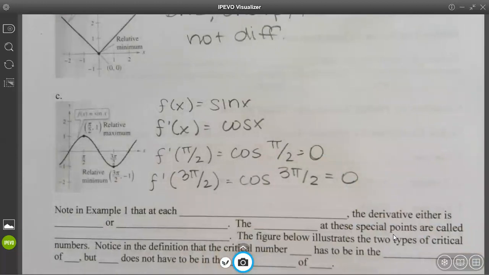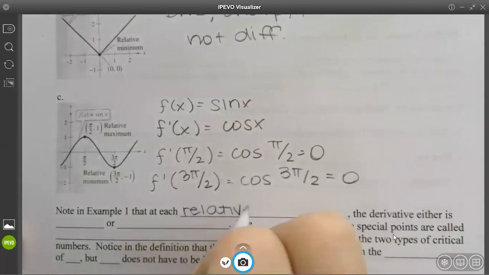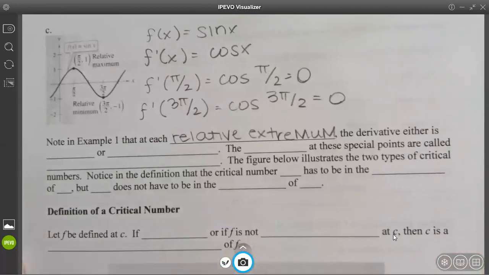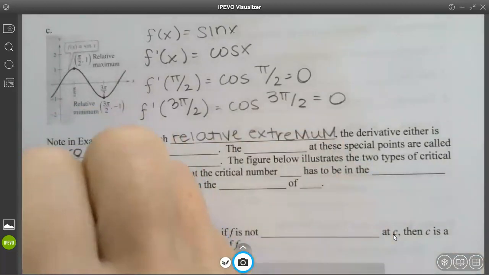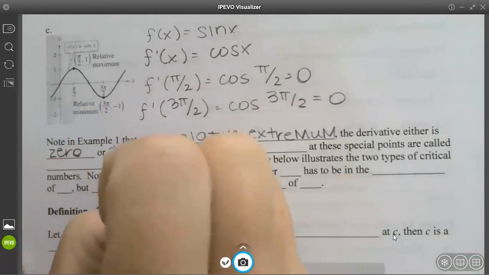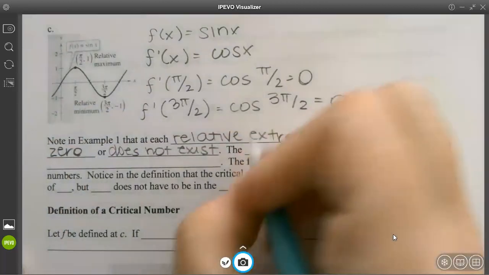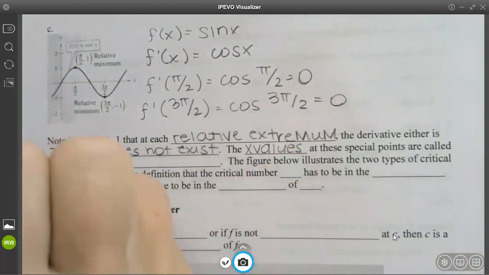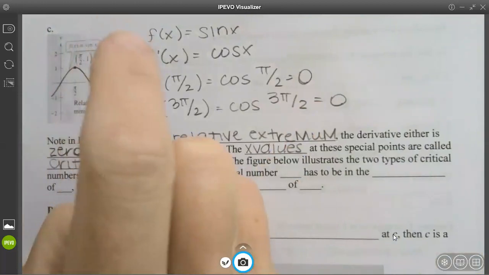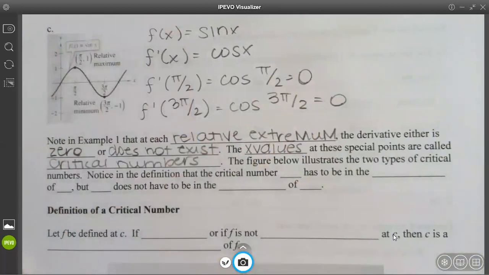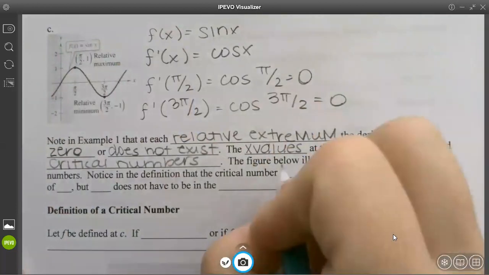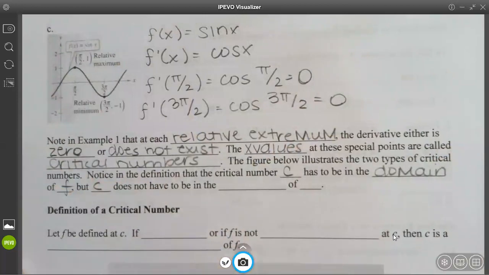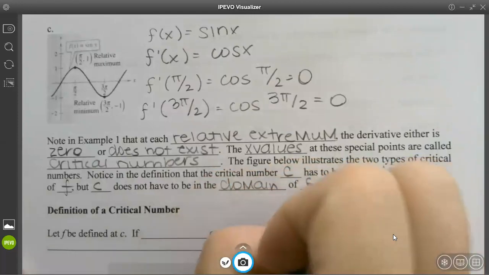Note in example 1 that at each relative extremum, the derivative either is 0 or it does not exist. The x values at these special points are called critical numbers. The figure below illustrates the 2 types of critical numbers. Notice in the definition that the critical number c has to be in the domain of f, but c does not have to be in the domain of f prime.